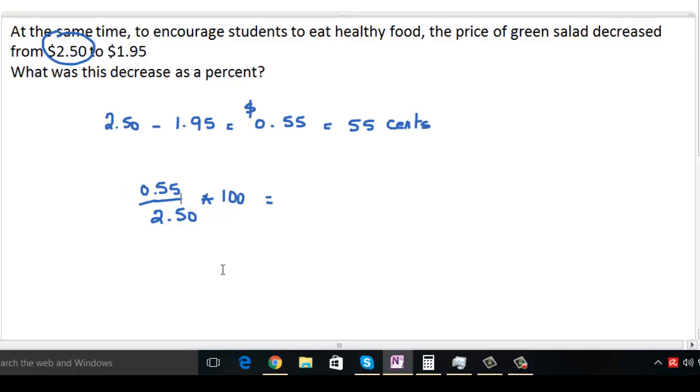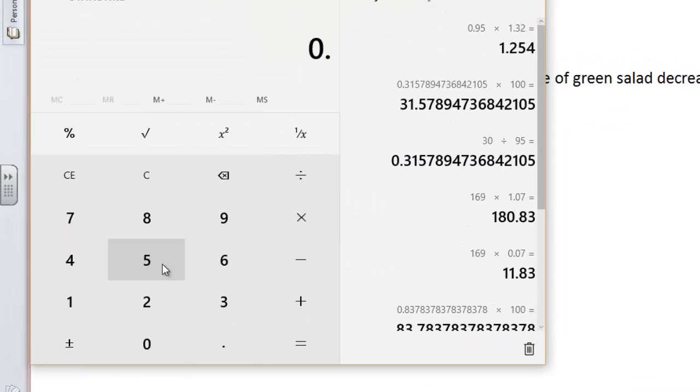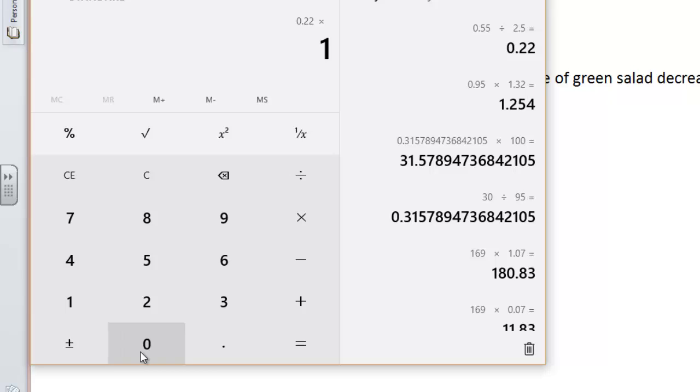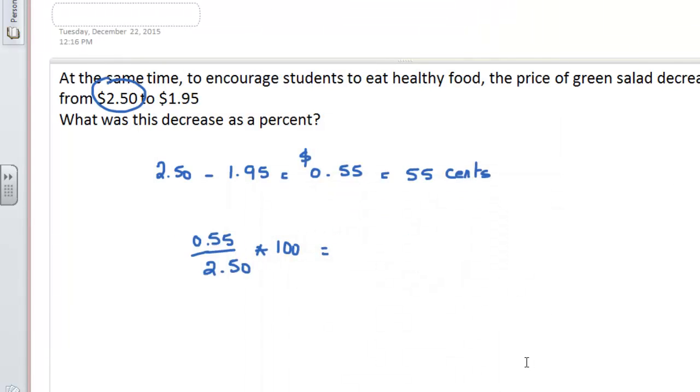So again, I will use my calculator. 0.55 divided by $2.50. The answer I will get in percentage, that means I multiply by 100%. It will give me 22%. That means the decrease value is 22%.